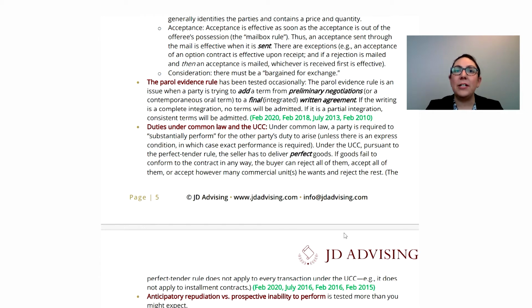You may get credit for seeing those facts that seem to hint at the parole evidence rule and discussing in that instance why the parole evidence rule does not apply.